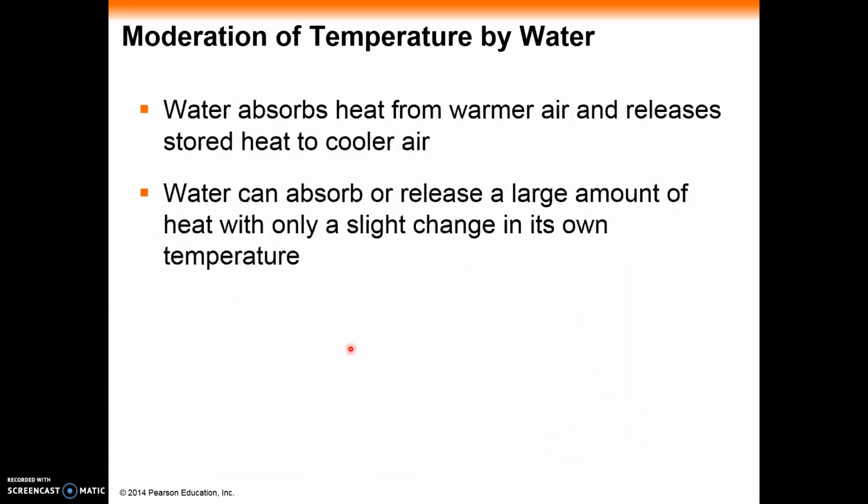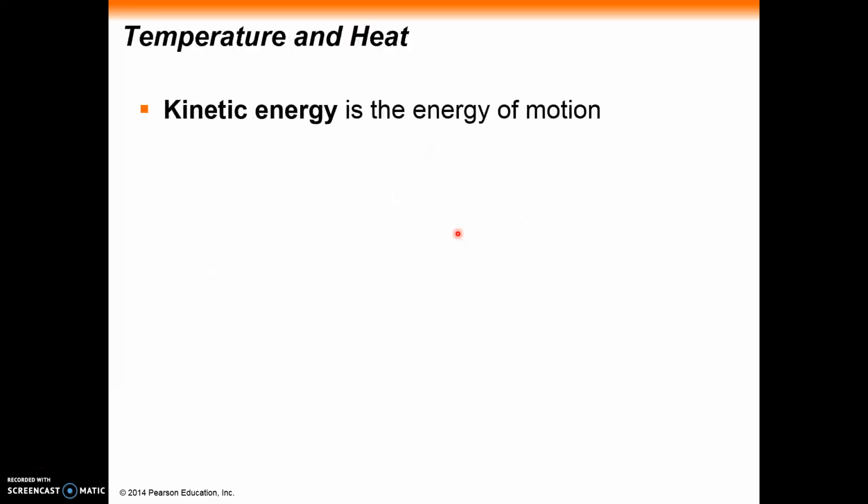Let's move on to the second, which is moderation of temperature by water. Water can absorb heat from warm air, and conversely, that water can release that heat into cooler air. Because of these hydrogen bonds, water can absorb and release very large amounts of heat with only a slight change in its own temperature. And we'll discuss why that happens here.